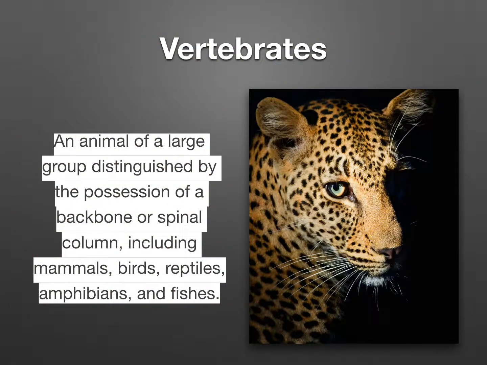So a vertebrate is an animal of a large group distinguished by the possession of a backbone or spinal column, including mammals, birds, reptiles, amphibians, and even fish. I added this picture of the cheetah next to it because that is just one example of a vertebrate. There are lots of other examples, as you can see, by the mammals, the birds, reptiles, amphibians, and fish. There are so many different things that would be classified under vertebrates, and even some things that may surprise you. But we'll take a deeper look into this to classify a few vertebrates in just a few minutes.